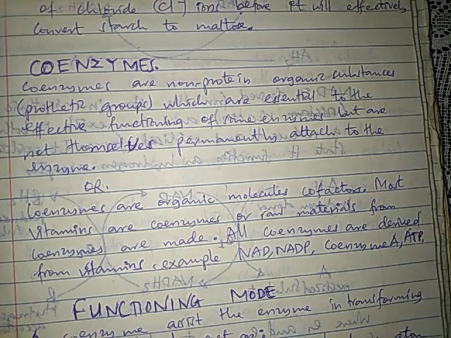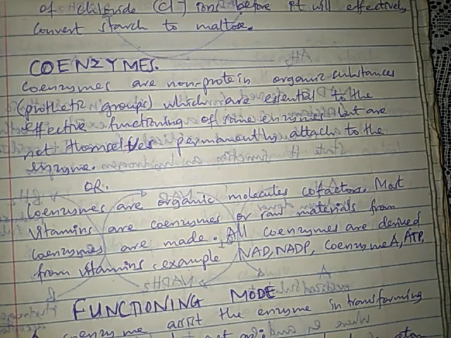All raw material from coenzymes are made. Kwa vitamini nyingi ni coenzymes zenyewe au zinatumika kutengenezea coenzymes. All coenzymes are derived from vitamins. Example ni NADP, coenzyme A pamoja na ATP.